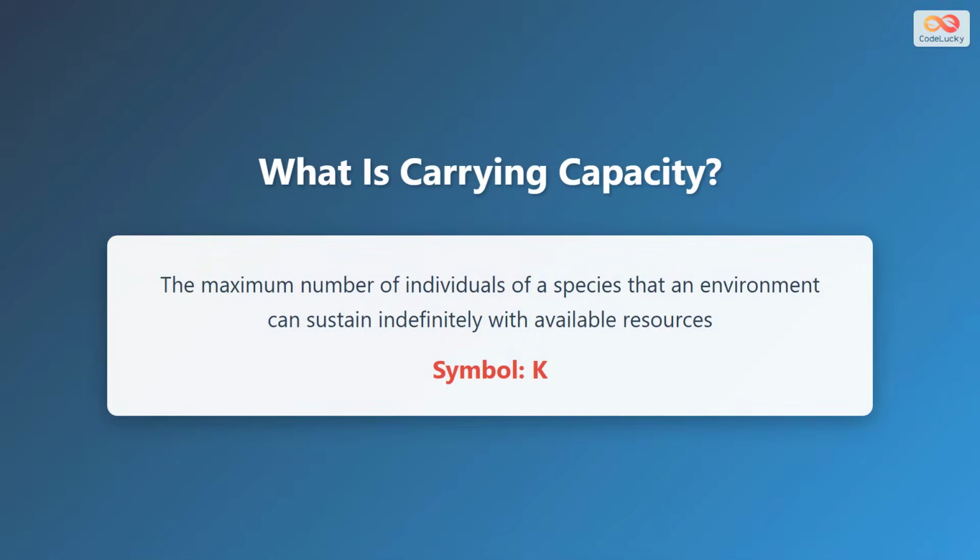Carrying capacity is defined as the maximum number of individuals of a species that an environment can sustain indefinitely with available resources. In ecology, we represent this concept with the symbol K. This value isn't fixed forever. It can change based on environmental conditions, resource availability, and other factors that affect the ecosystem. When a population reaches its carrying capacity, births and deaths balance out, leading to a stable population size.